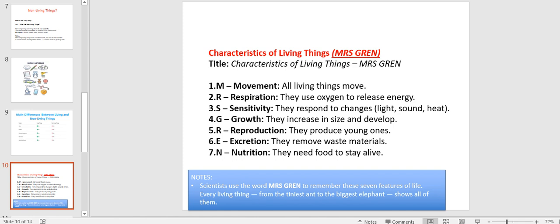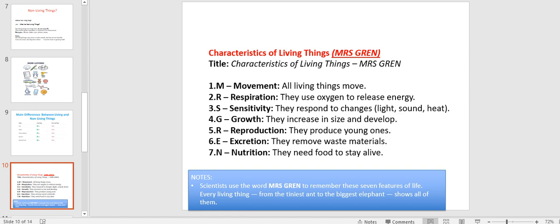All living things move. M in Mrs. GREN. We started with M, then we had R for respiration. All living things are able to respire, or they do respiration. They use oxygen to release energy. S, sensitivity. They respond to changes in the environment. That is light, sound, heat. G, for growth. They increase in size and develop.